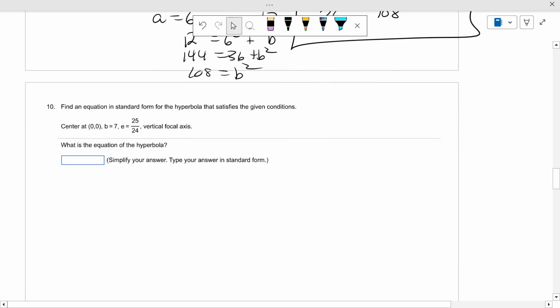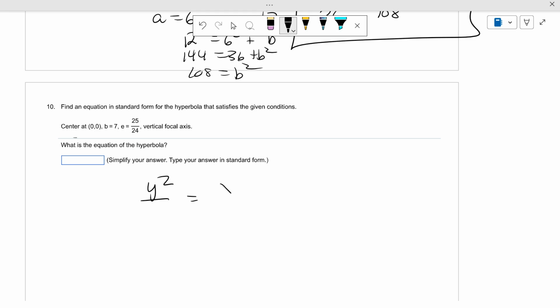All right. So here your center is at 0, 0, B is at 7, and it's a vertical focal axis. So it's y squared over something minus x squared over 49 equals 1. We just have to find this.